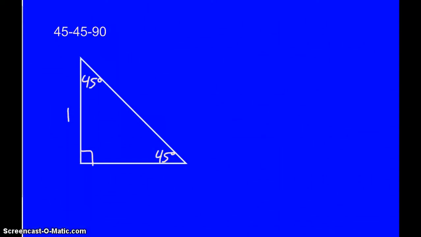You notice here we have a right triangle that has a 90-degree angle and two 45-degree angles. That's our special 45, 45, 90 right triangle. And I've gone ahead and labeled one of the sides 1. It doesn't matter what you label the side length as, because we're looking for the relationship from one side to the other. I've simply chosen 1 because it's the easiest number to work with.